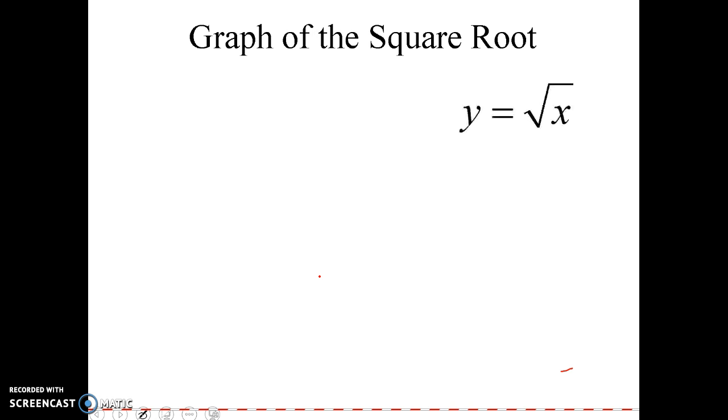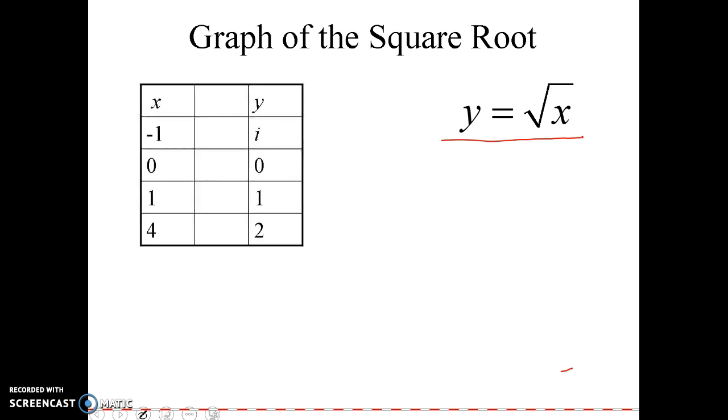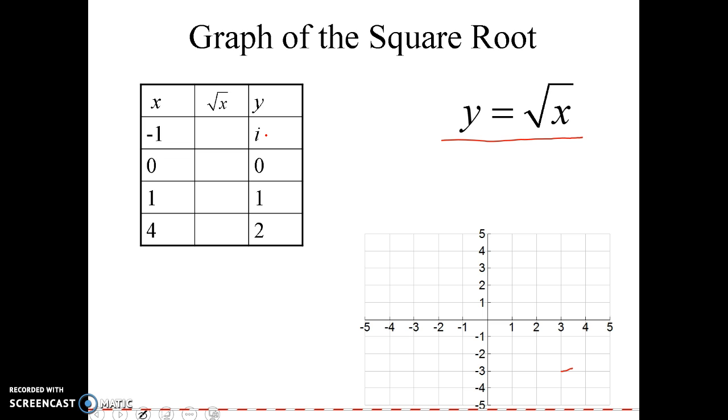So graphing square roots, we're going to start with a parent function, just y equals the square root of x. And we have a table of values. X could be -1, 0, 1, 4, and if we take the square root of -1, we know that's an imaginary number. We take the square root of 0, we get 0, the square root of 1 is 1, the square root of 4 is 2. If we start plotting those points on a graph, then this is what we'll have.